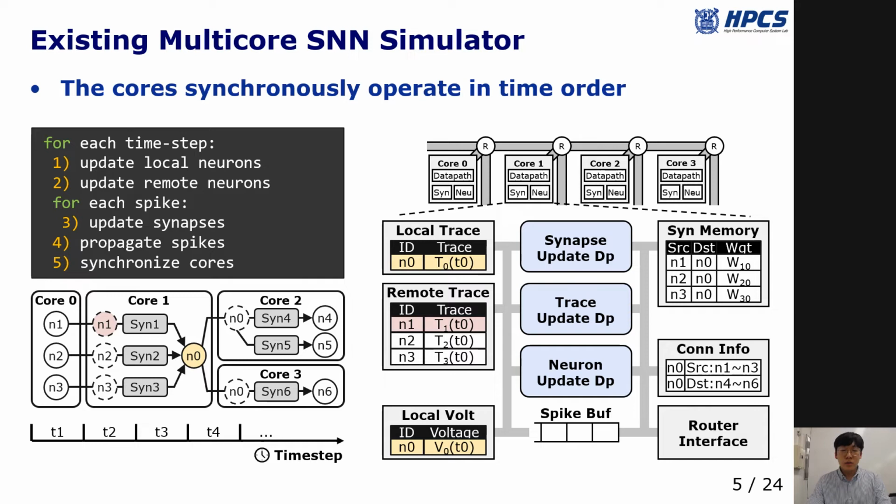The other one is the global synchronization stage. For time-precise simulation, each core should guarantee that it has received all the spikes it should have received before advancing to the next time step. Thus, the cores should handshake with each other and perform global synchronization at the end of each time step.